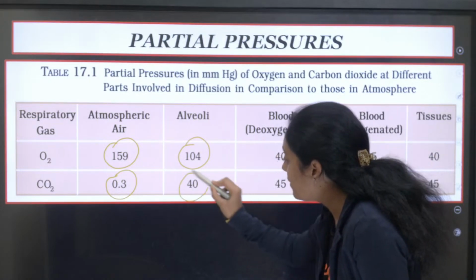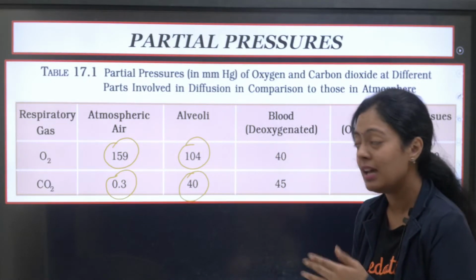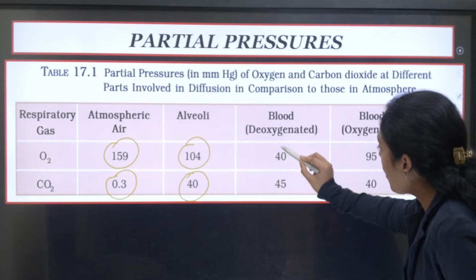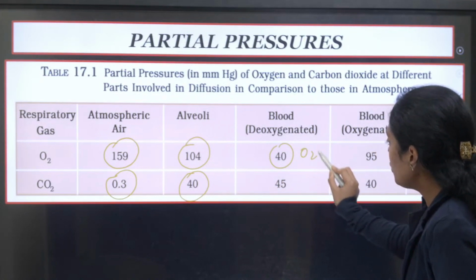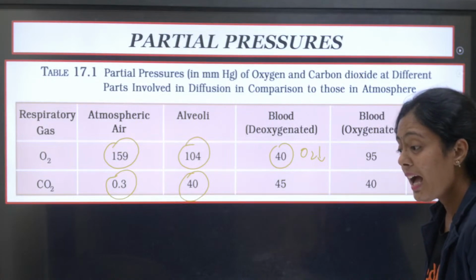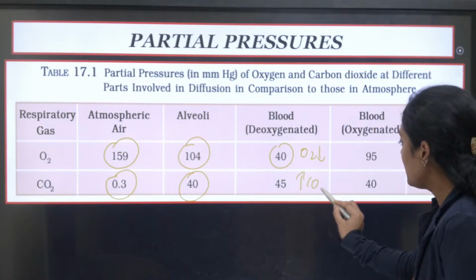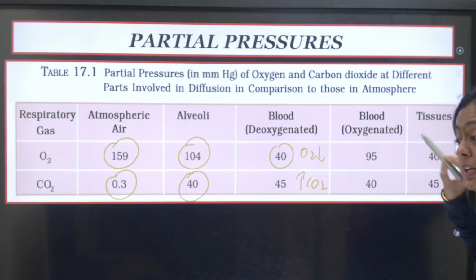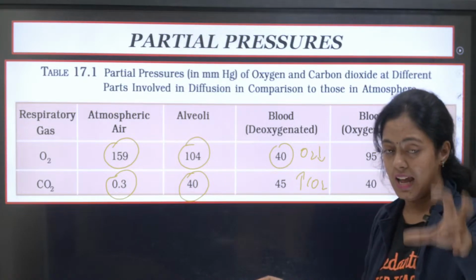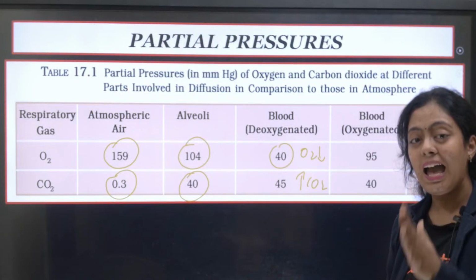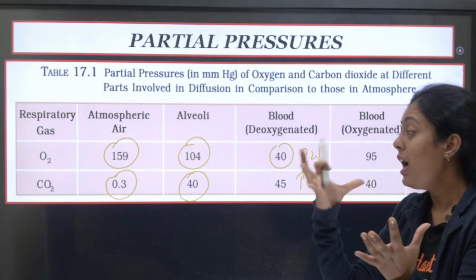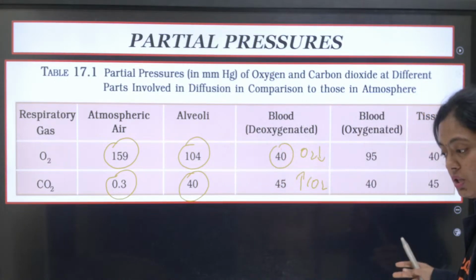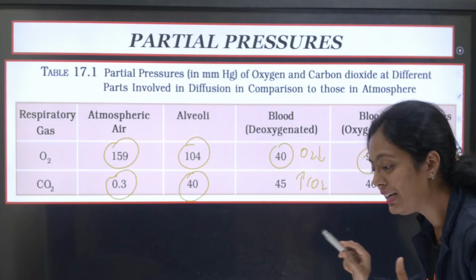Carbon dioxide வந்து கம்மியா இருக்கு உங்க alveoli-ல. உங்க deoxygenated blood-ல என்ன இருக்கு? You can see the oxygen is very less, O2 is very less, whereas the carbon dioxide is high, CO2 is 45. Whereas in my oxygenated blood, see, there's a lot of difference between alveoli and oxygenated blood. Alveoli is having oxygen, and the oxygen oda pressure வந்து 104. உங்க bloodல oxygen இருந்துச்சுன்னா அதோட pressure வந்து 95.